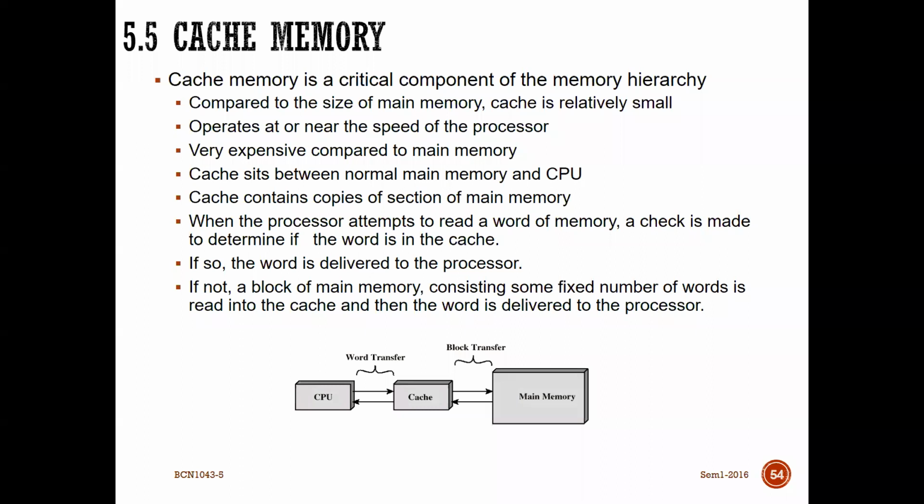Cache memory. Cache memory is a critical component of the memory hierarchy. Compared to the size of memory, cache is relatively small, and very expensive compared to memory. Cache sits between normal memory and the CPU. Cache contains copies of sections of main memory. When the processor attempts to read a word of memory, a check is made to determine if the word is in cache.